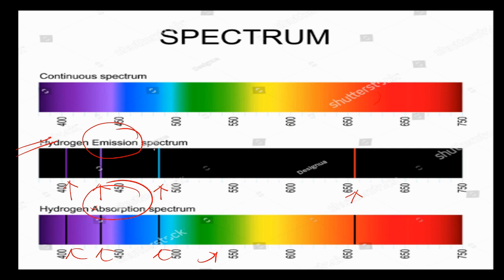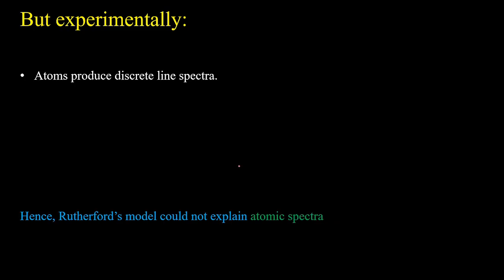If atoms obeyed Rutherford's atomic model, then this type of continuous spectrum would have been observed. But continuous spectrum is not observed, right? Only line spectrums are observed. So Rutherford's atomic model could not explain atomic spectra, which actually is line spectra.